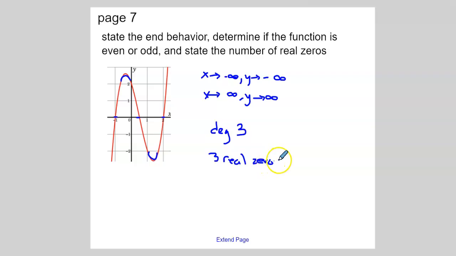So those are the items that these instructions specifically want. We could also talk about whether it's even or odd. Obviously, now that I know the degree, I know it's odd. We could talk about a leading coefficient being positive because I'm going up on the right. So that's where some of these other things will come into play.